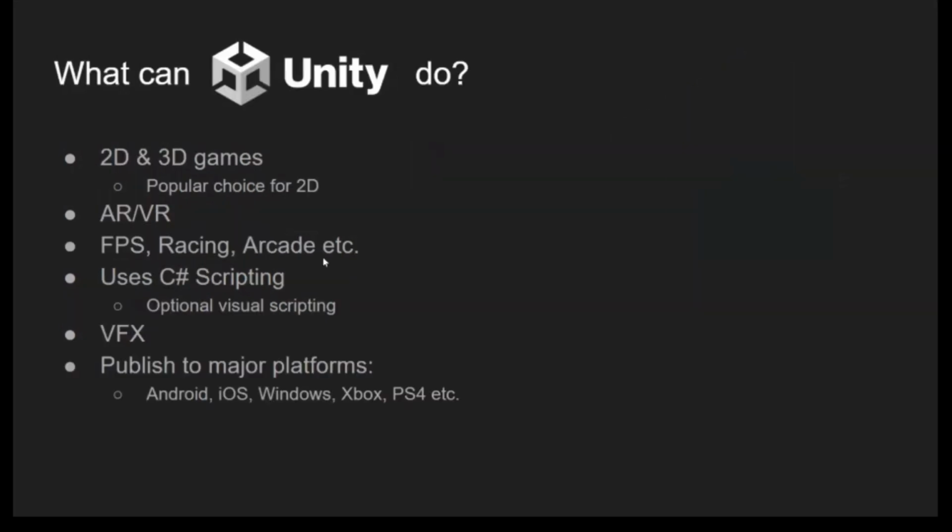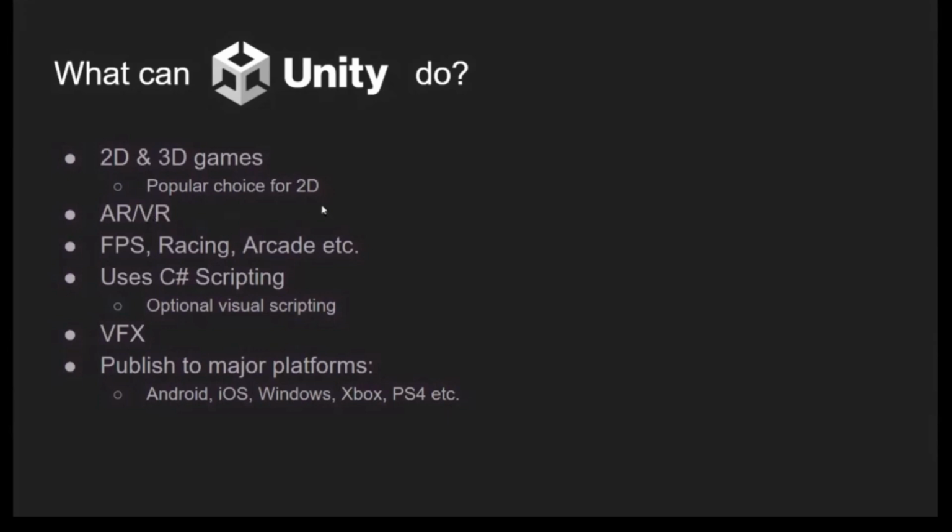Right. So what can Unity do? You've probably heard about Unity before. It's a video game engine. It can do 2D and 3D games, but it's more popular for 2D games. You see a lot more 2D games made with Unity, and for 3D games, a lot of people prefer Unreal. Unity is also capable of AR, VR, and any type of game basically: first person shooters, racing, arcade, stuff like that. And Unity uses C sharp, the programming language.